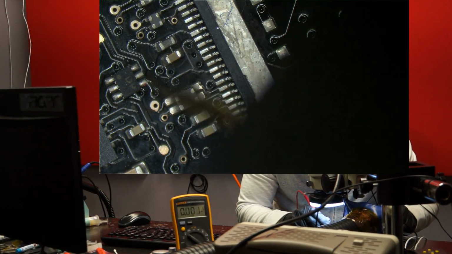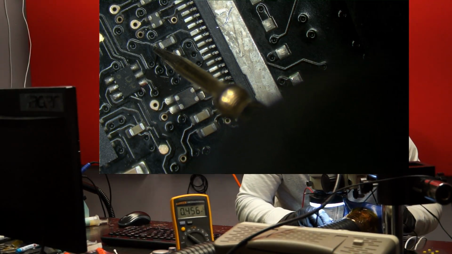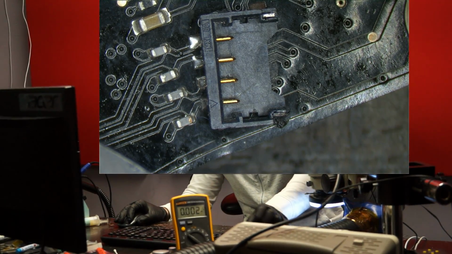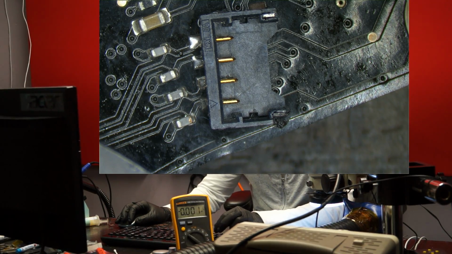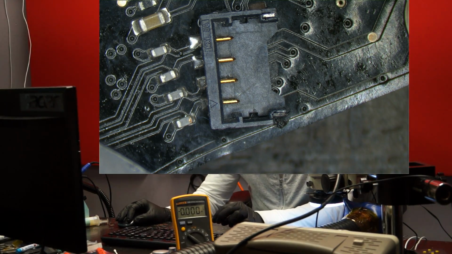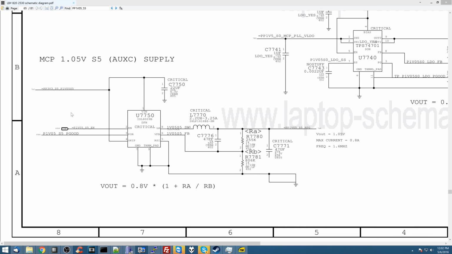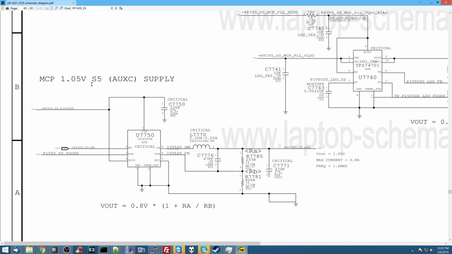Okay, it's not exactly all the way there, but, you know, something. Interesting. All right, so let's see how PP whatever here is created. This is created by... Here we go. This is created by... So this is going to take 3.3 volts and turn it into 1.05. So let's see if PP3V3S5 decided to magically disappear. So we're going to check on U7750.